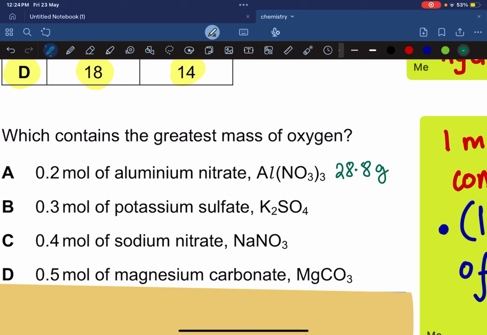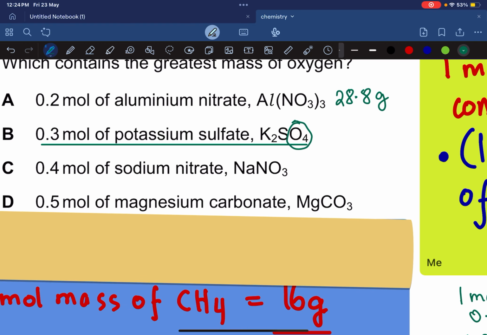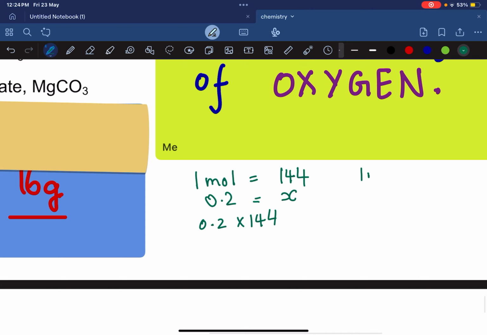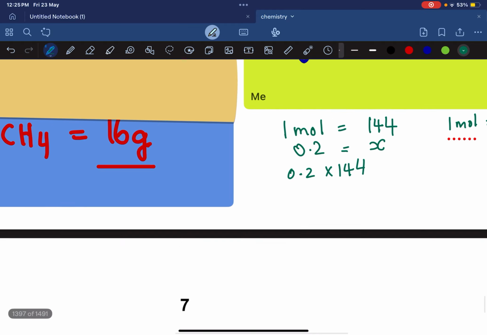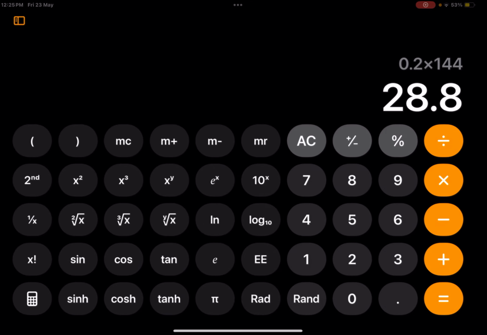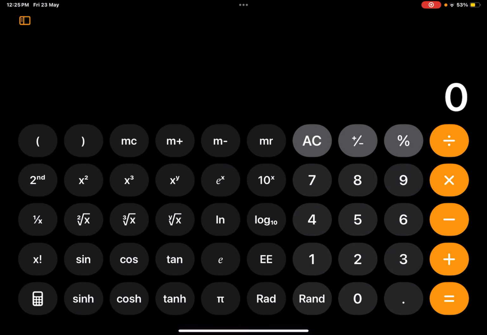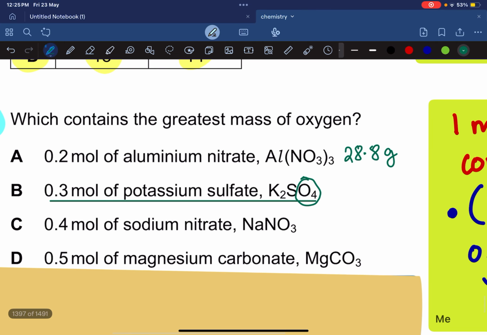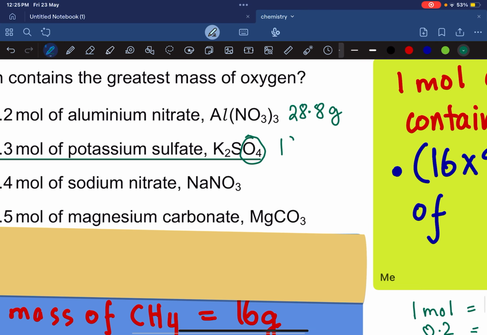Okay, next is 0.3 mole of potassium sulfate. In 1 mole, how many oxygens do you have? You have 4 oxygens. So in 1 mole you have 4 oxygens, meaning 4 times 16. So how many are you going to have in 0.3 moles? Just find the value of x by multiplying 16 times 4 with 0.3, and that's going to be 19.2. So over here the value of x comes out to be 19.2.